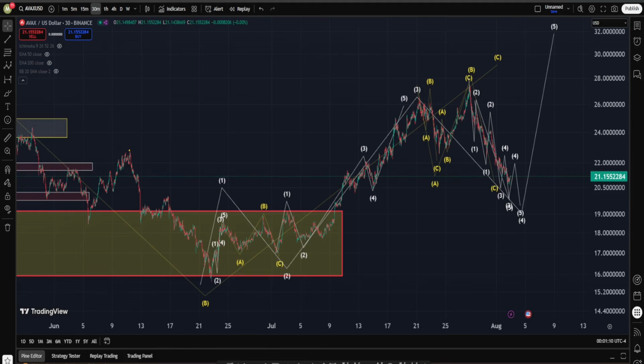And I hope I explained everything well and you understood what is going on in Avalanche's price chart.